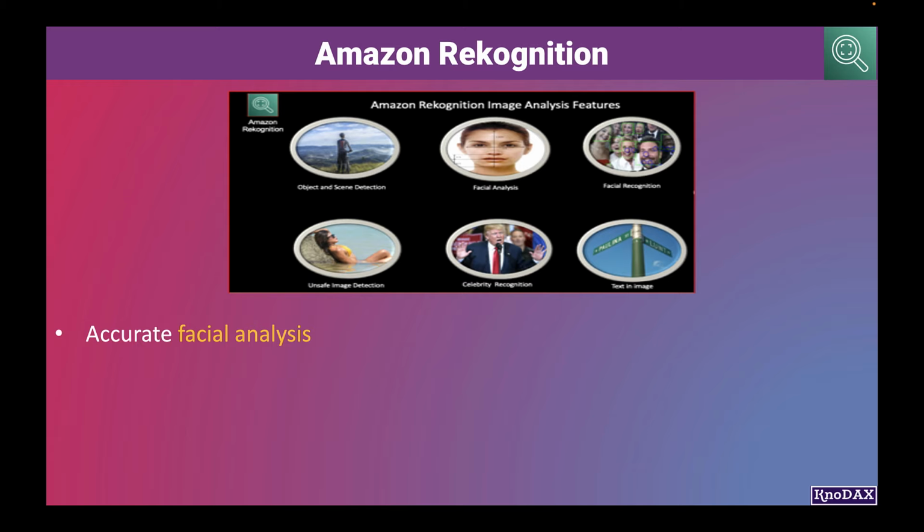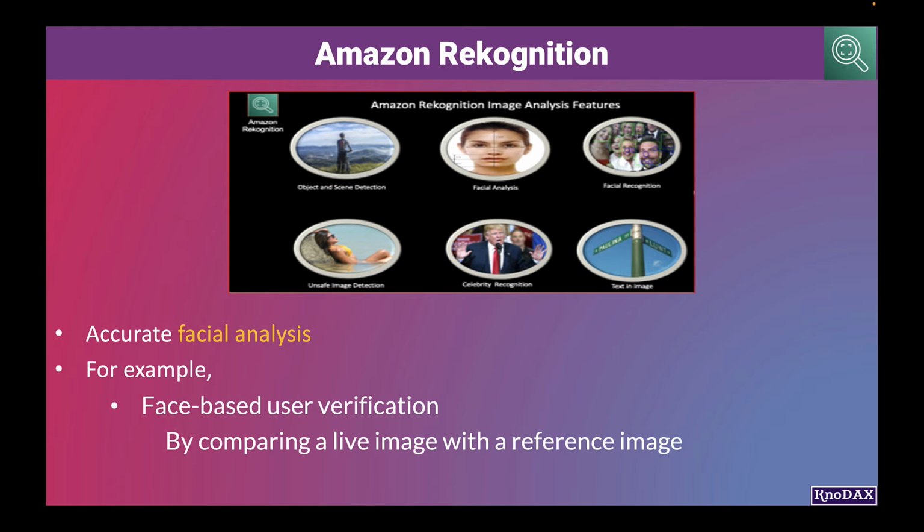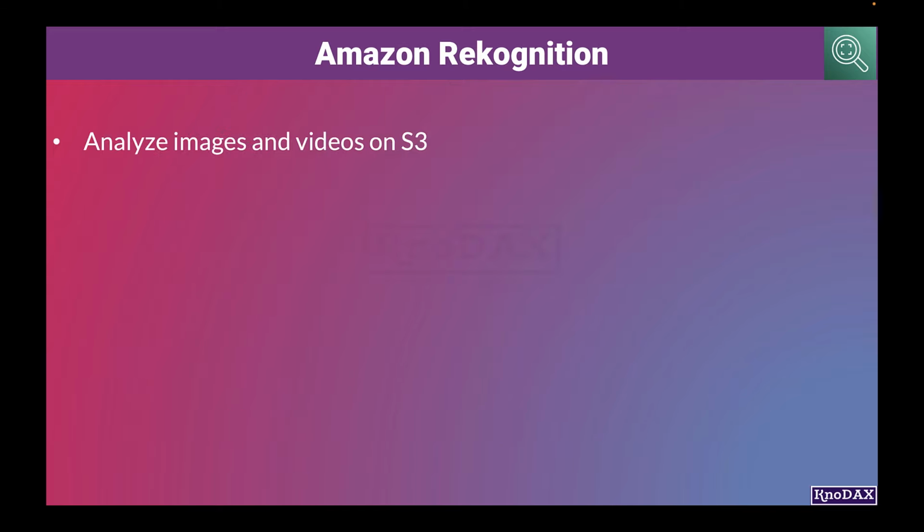You get highly accurate facial analysis, for example, face-based user verification. Amazon Rekognition enables your applications to confirm user identities by comparing their live image with a reference image. Amazon Rekognition is a simple and easy service to quickly analyze pictures and videos stored on S3. You can easily add image and video analysis capabilities to your applications through simple API endpoints.